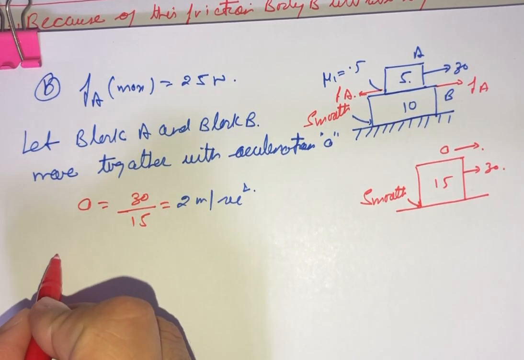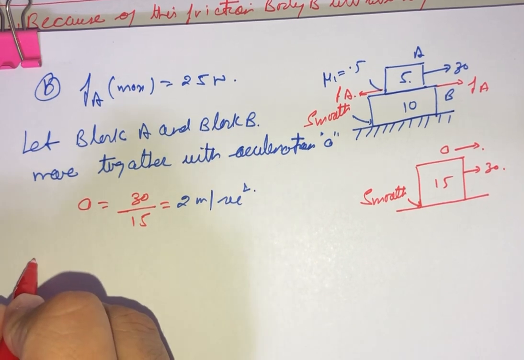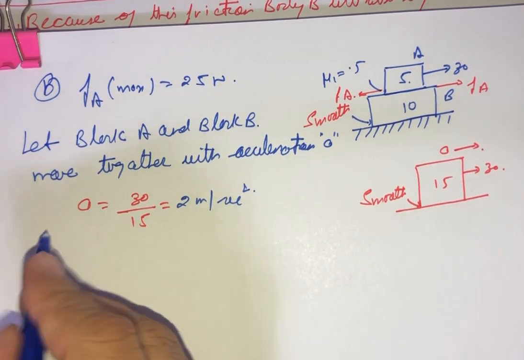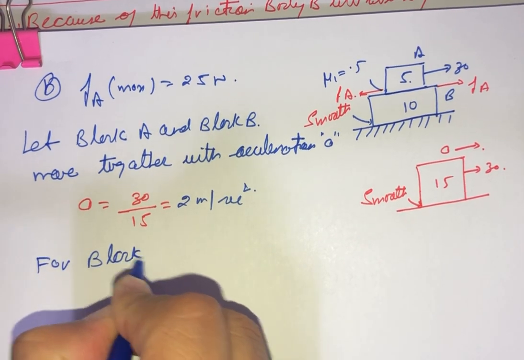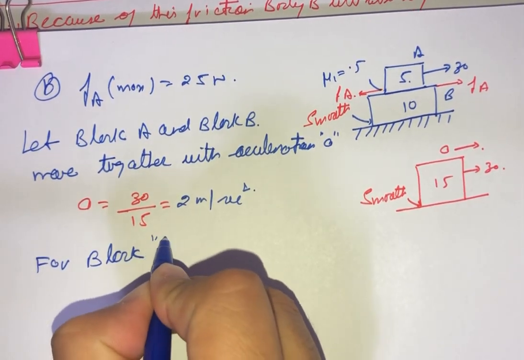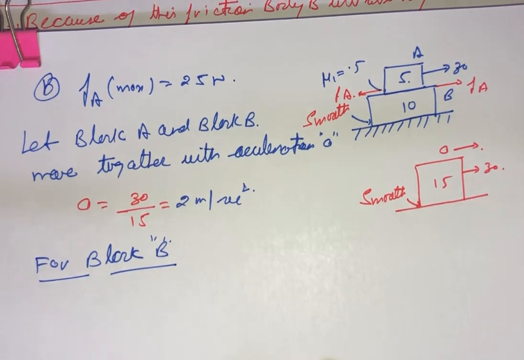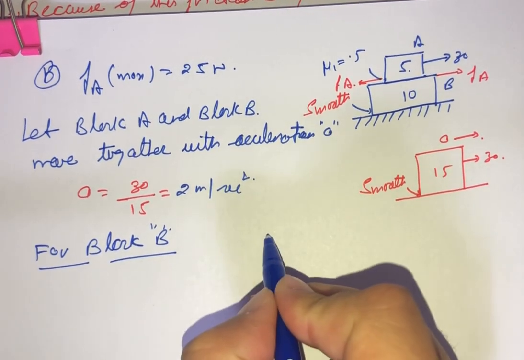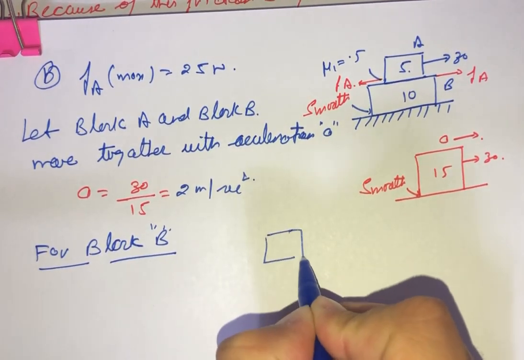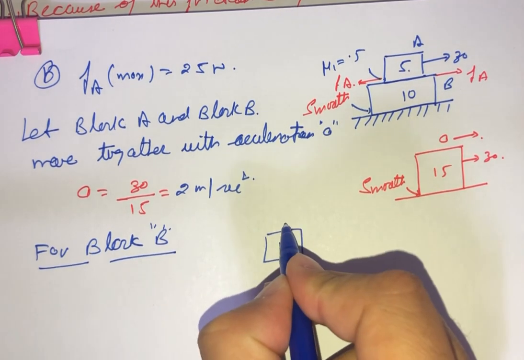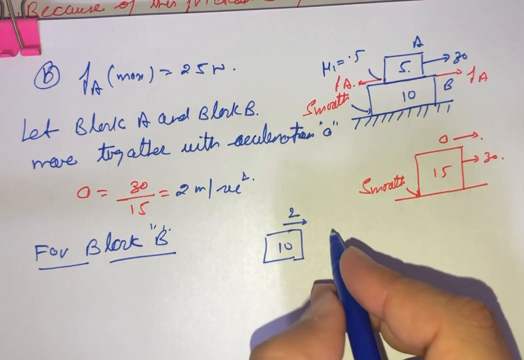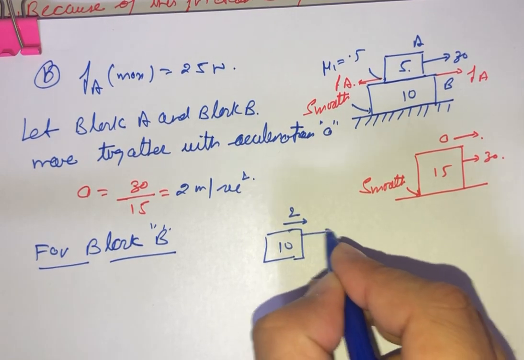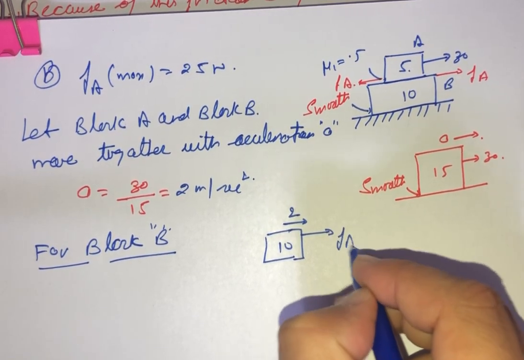Okay. So first of all, we consider block B. For block B, so we have a block B of 10. It is moving with the acceleration of 2, and it has a force FA.